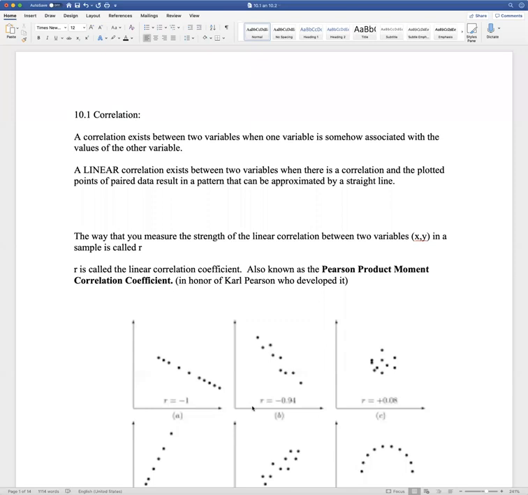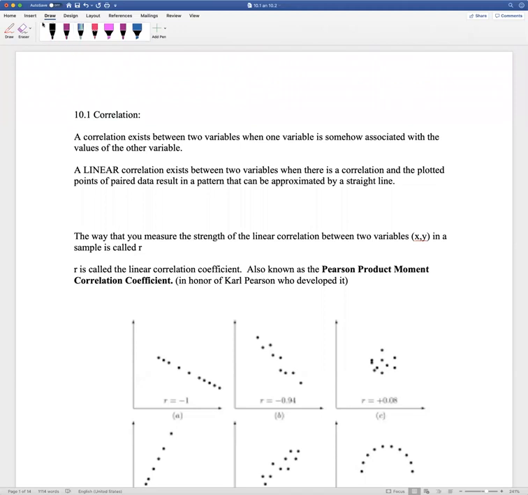Okay, so we're going to begin talking about chapter 10 today. And chapter 10 deals with, specifically in chapter 10.1, we're going to talk about correlation. Specifically, we're going to look at this idea of what we mean when we talk about linear correlation. So a correlation exists between two variables when one variable is somehow associated with the values of the other variable.